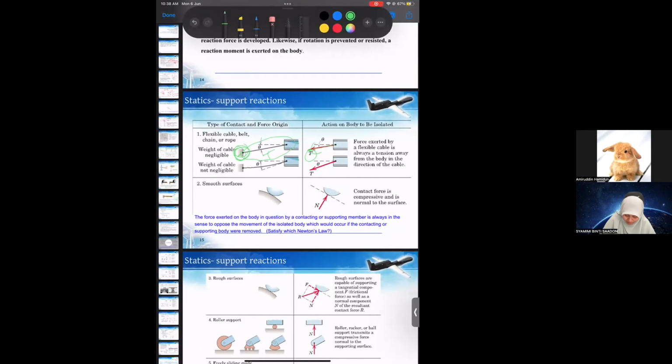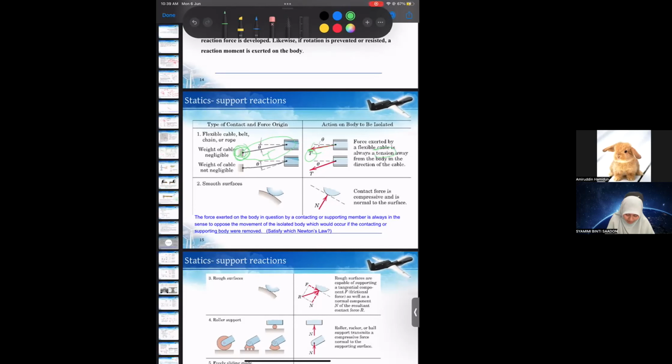Okay, so the force exerted by a flexible cable is always a tension, away from the body in the direction of the cable. So the tension is the force acting on the cable.